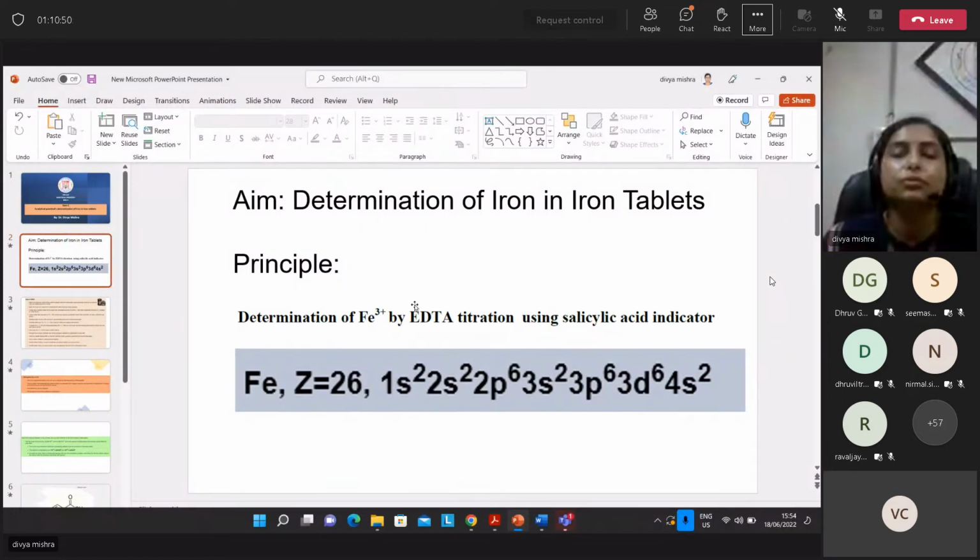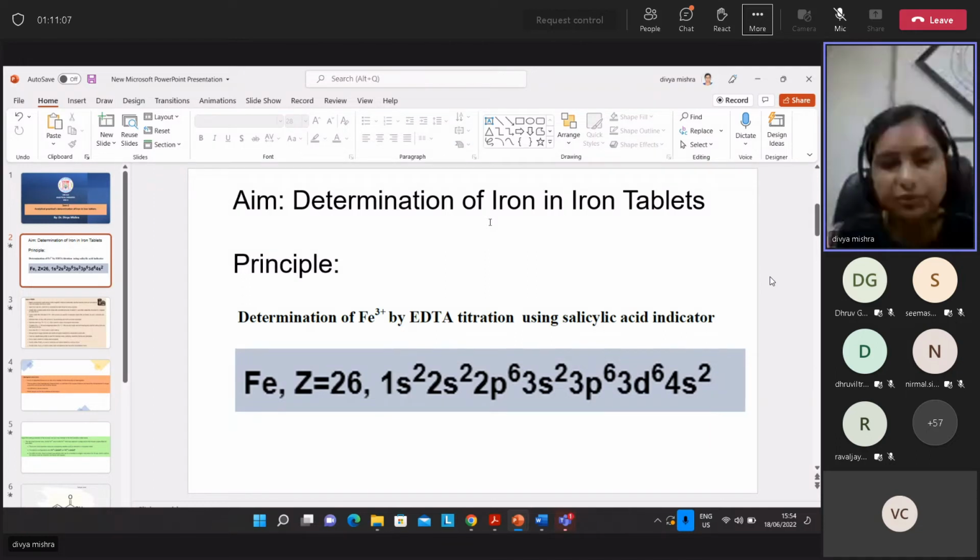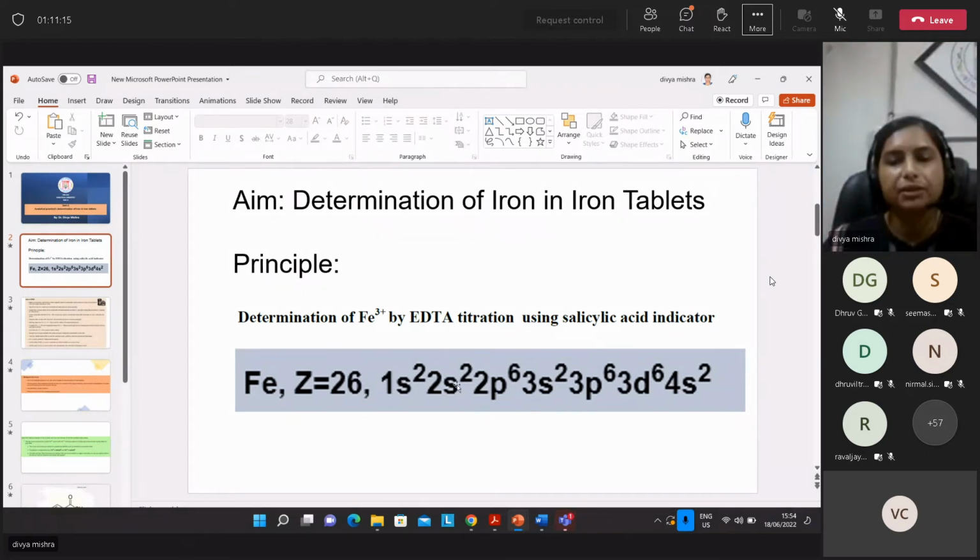So let's have a look at the aim: determination of iron in iron tablets. The determination here is based upon a simple EDTA titration, and here we will use salicylic acid as an indicator. This is the electronic configuration for iron. I hope all of you can see this.